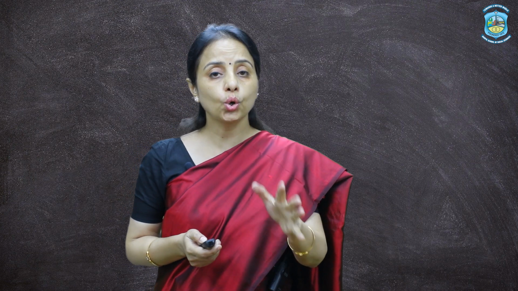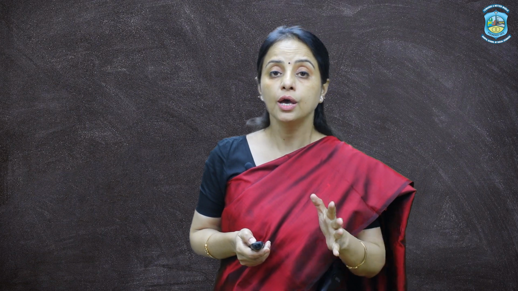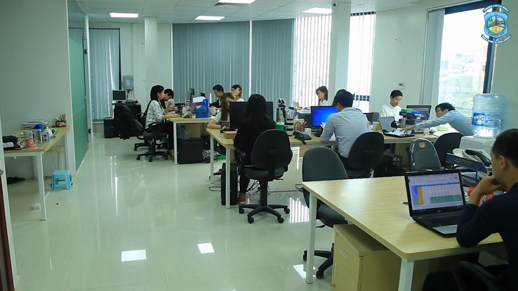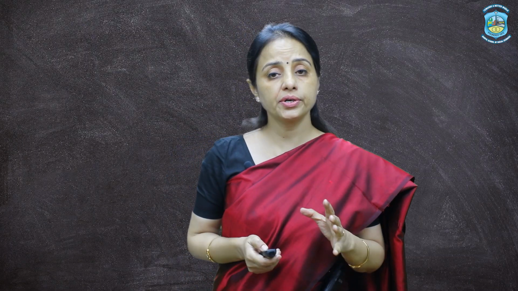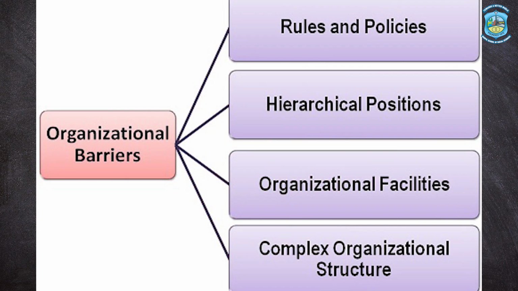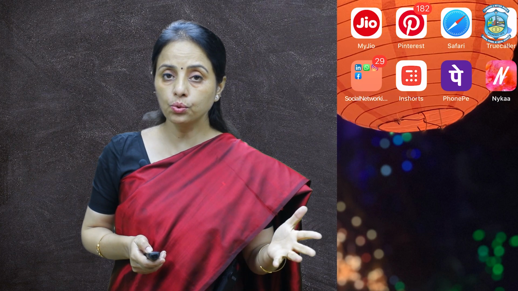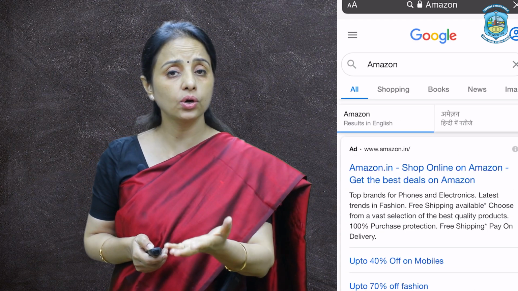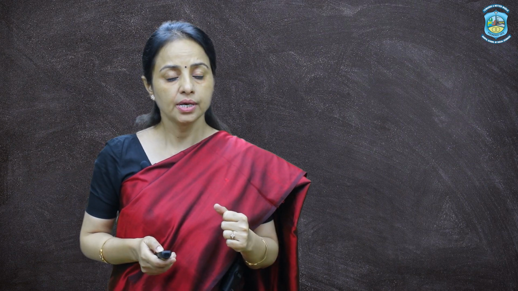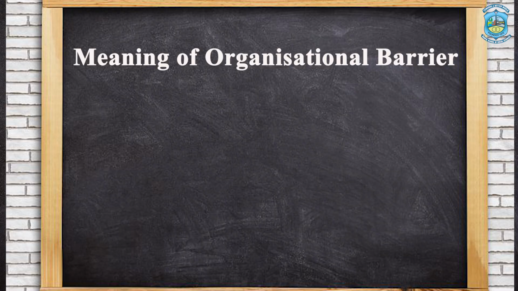And you need to give a little thought to this. You need to listen to this very carefully, because tomorrow when you're working with an organization, you need to understand this barrier thoroughly. When we work in organizations, there are various rules, policies, hierarchical positions, people who are communicating to us and whom we are communicating to, and organizational facilities in abundance around us. Complex organizational structures are there. Go to Google, read about Amazon, your dream company, and you'll realize that Amazon has a very deep and complex organizational structure.